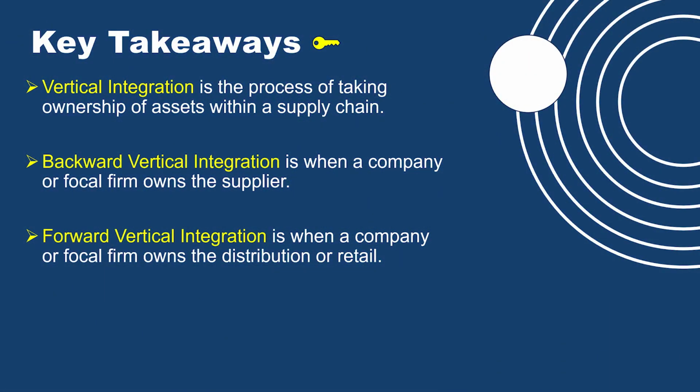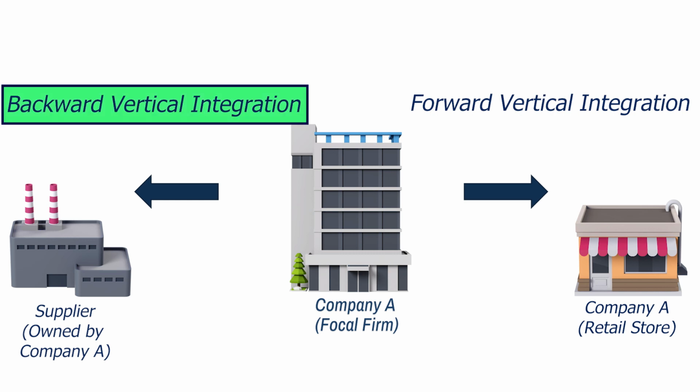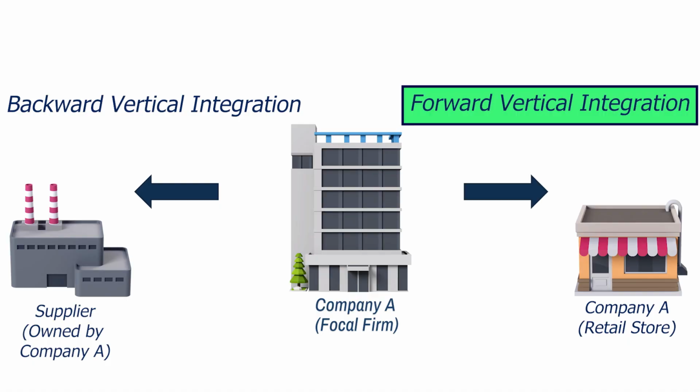Key takeaways. Vertical integration is simply the owning of multiple assets within a supply chain based on the focal firm. When that focal firm moves backwards and purchases the supply aspect, they're implementing backward vertical integration. And when that focal firm moves forward and purchases the retail aspect or opens a new retail store, they're implementing forward vertical integration.